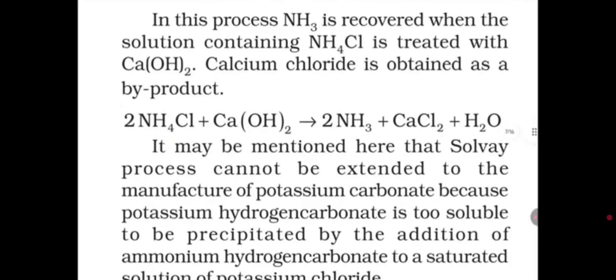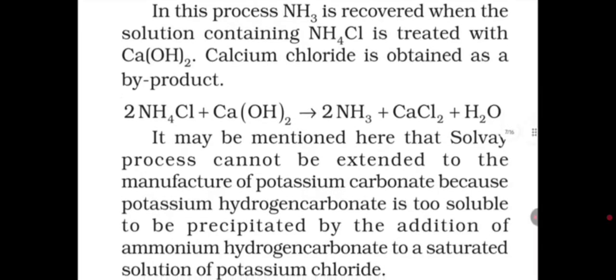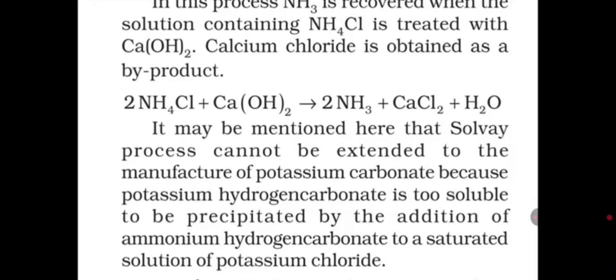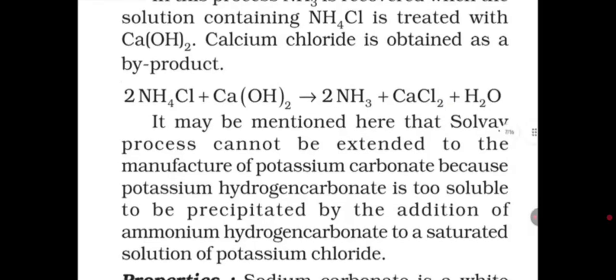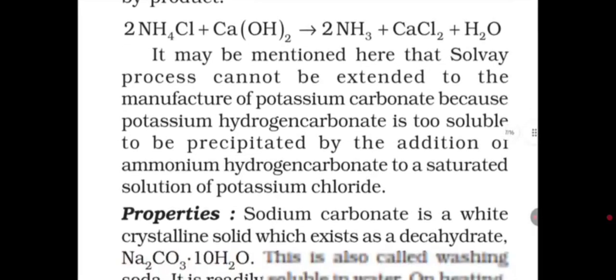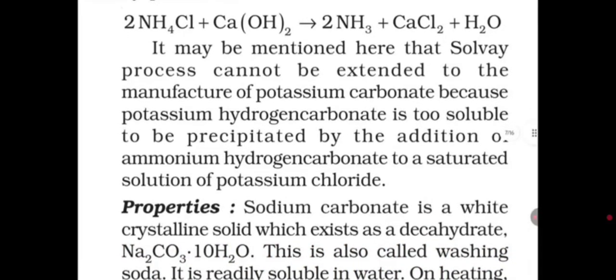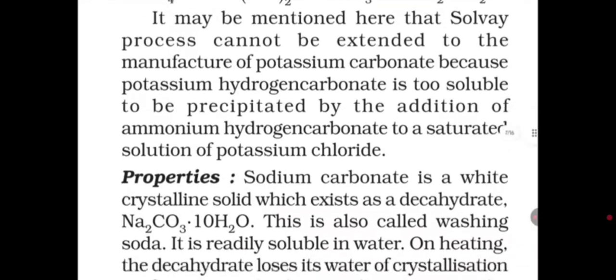In this process, ammonia is recovered when the solution containing ammonium chloride is treated with calcium hydroxide. Calcium chloride is obtained as a byproduct. Then next reaction is 2NH4Cl plus Ca(OH)2 gives 2NH3 plus CaCl2 plus 2H2O.